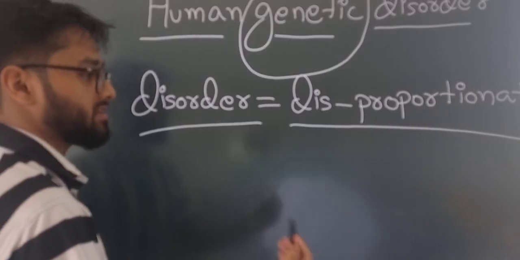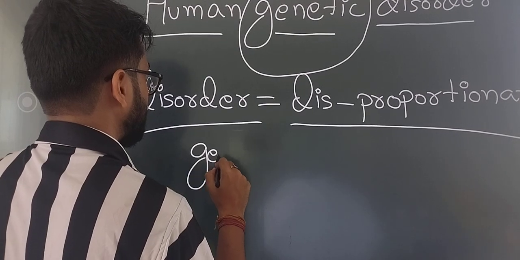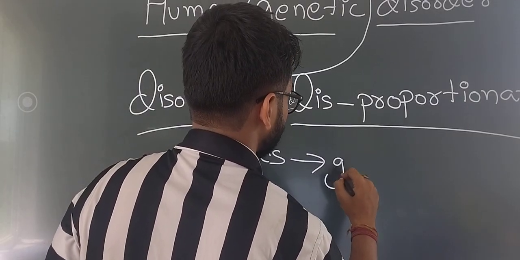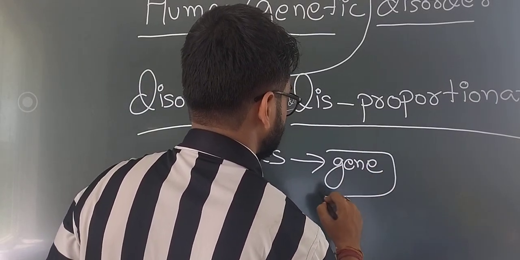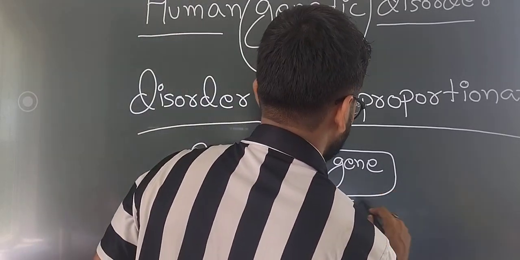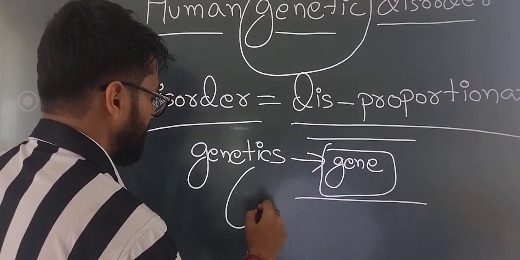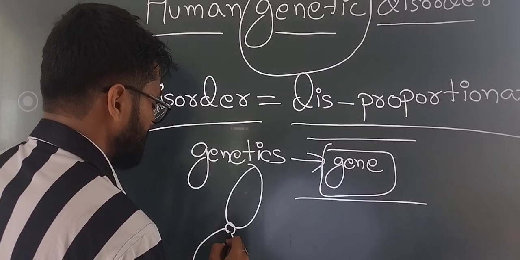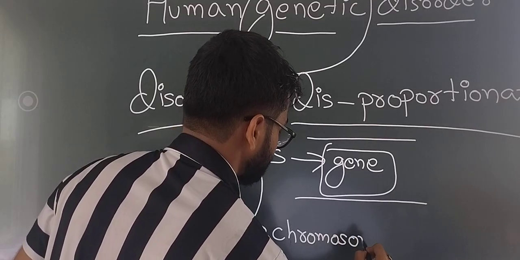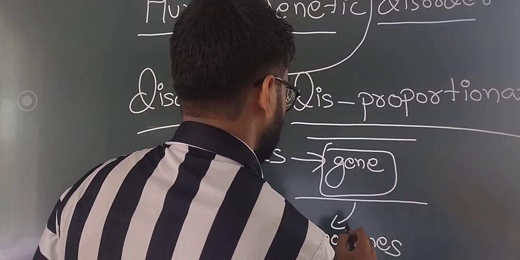By the previous chapters and videos you have come to know that everything related to your genetics can be summed up to genes. Everything that happens, everything that is heritable, every change that you see can be through genes. Now these genes are contained within a structure called chromosomes.